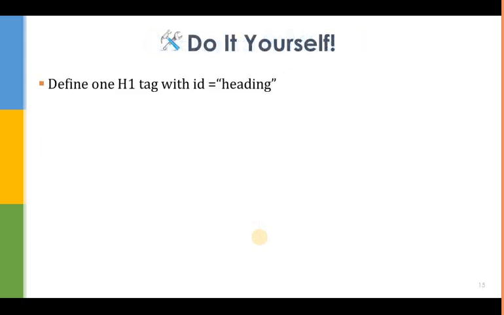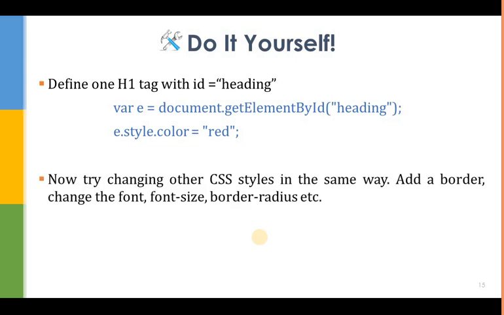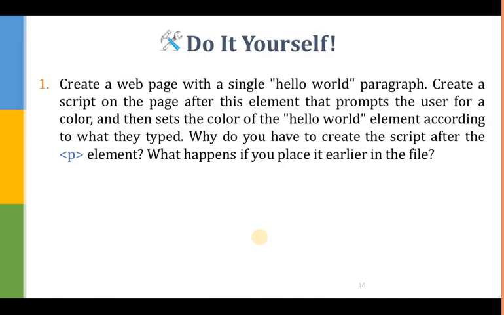Now there is one exercise for you related to changing CSS. Define one h1 tag with id equal to heading. After that, you just need to find it and change its color to red. Very easy, isn't it? Now try to change other CSS styling in the same way. Add a border, change the font size, border radius, like that. Now there is another assignment for you. Just note it down and practice it.